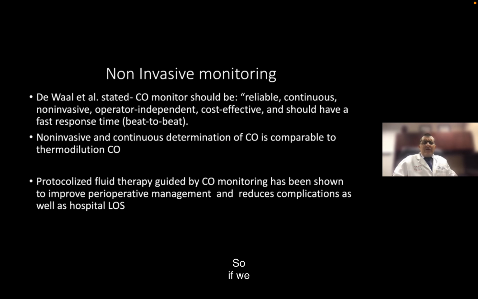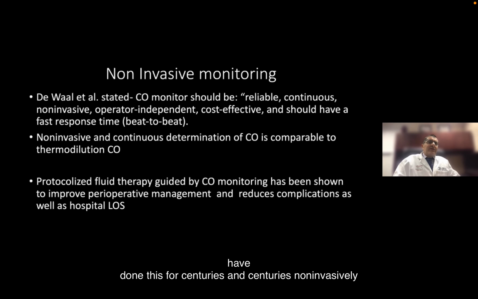So if we have done this for centuries and centuries non-invasively, can we do this non-invasively like we do for the minimally invasive arterial waveforms? And in actuality, this has been done for a great deal of time. As I show this, it's been done very reliably, beat to beat, and we can analyze cardiac output and changes in predictions of therapy with this.